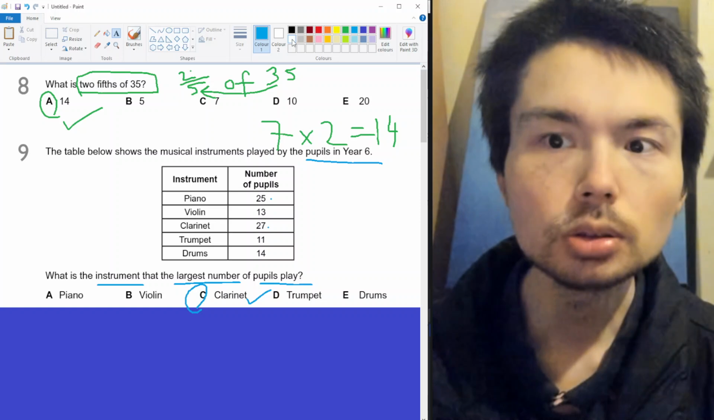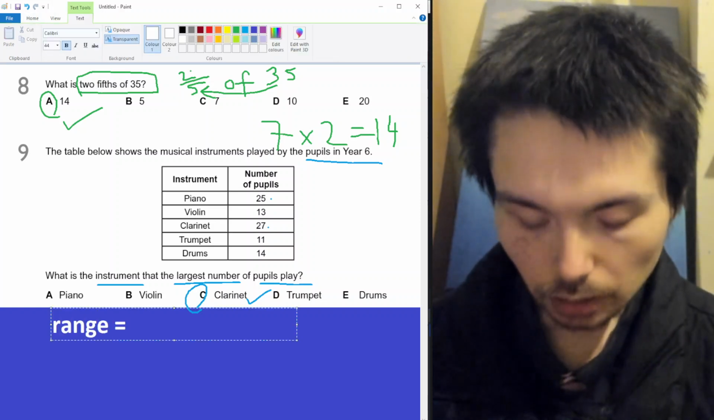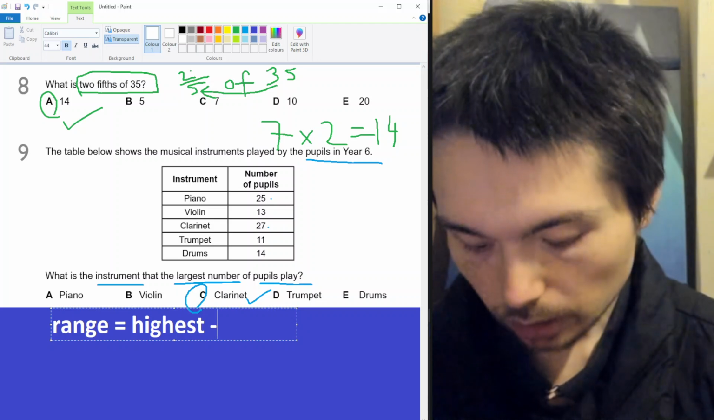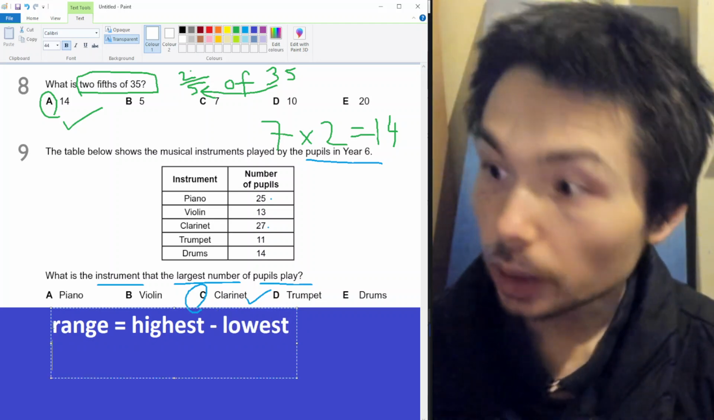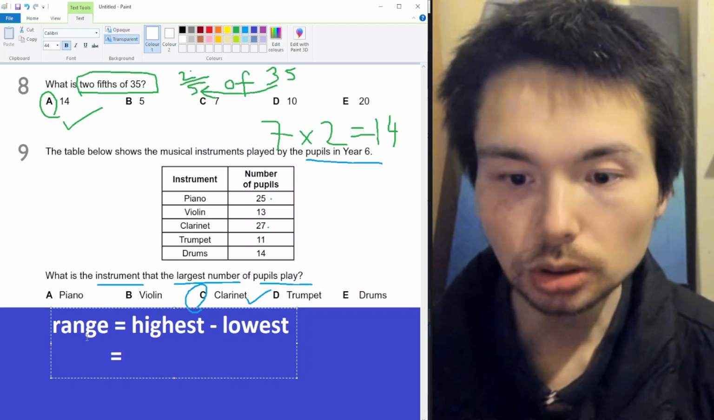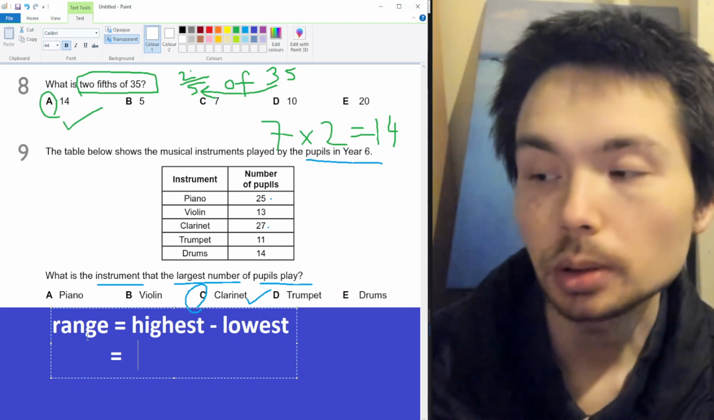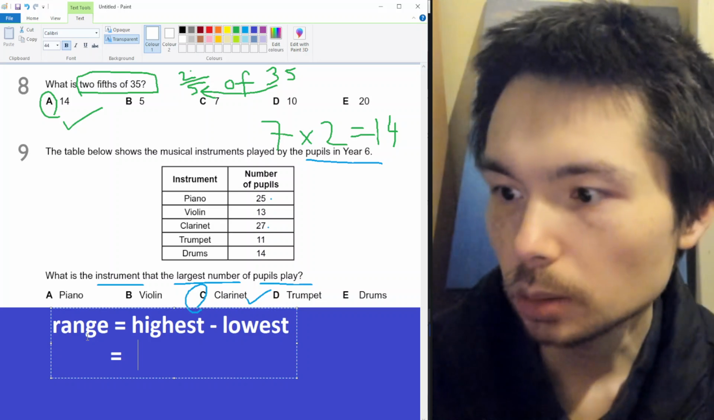I'm going to make that question harder. They could have asked you for the range. Now, what does range mean? Highest minus lowest. That would have been a much better question. Whenever there's a chance to make the question harder, I will, so then it tests the student. Let's work out the range. Do it yourself. I'll give you 5 seconds and then I will have a go.